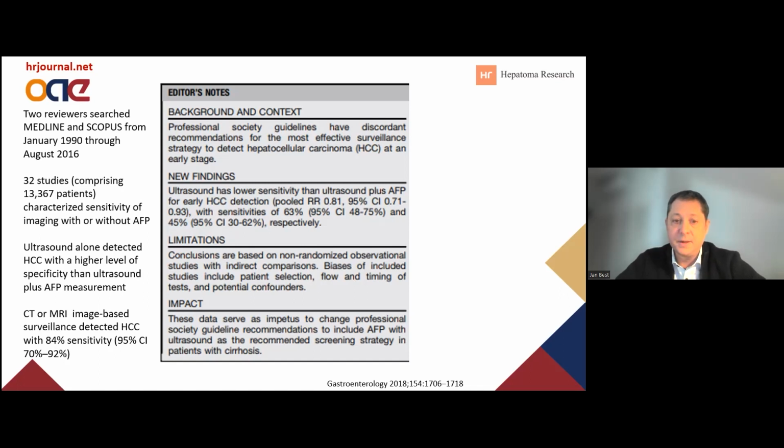And of course, we have potential confounders here, but these data also serve as a strong signal to potentially change the professional society guideline recommendations to even include alpha-fetoprotein with ultrasound as a recommended screening strategy. So this was published in Gastroenterology in 2018.